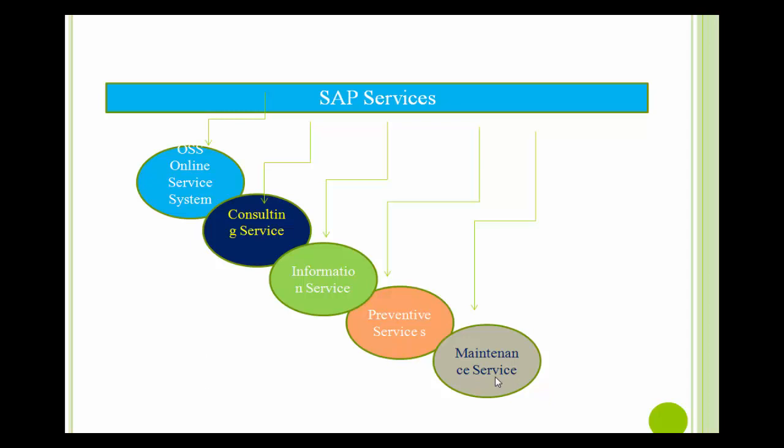Next, the final one, there are maintenance services. If you buy any product, definitely you'll get an AMC, annual maintenance services. Those kinds of things are also provided. Out of all five, maintenance service is the most basic service. Okay, so this is what services are offered. At the next level, when you talk about ASAP methodology and system transportation methodology, you'll get more knowledge on these SAP services.